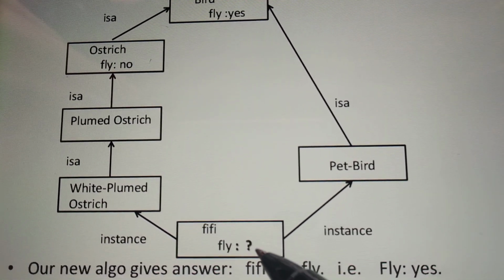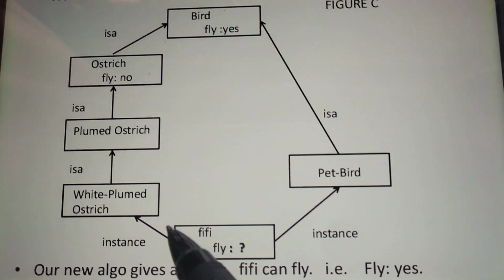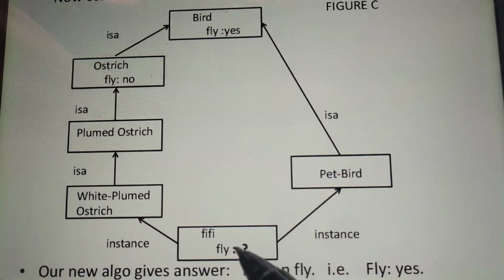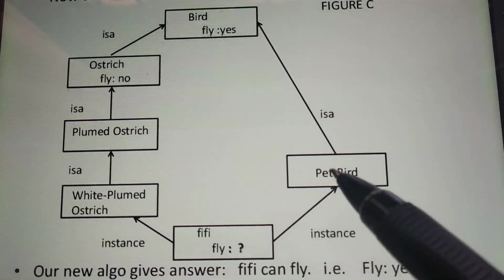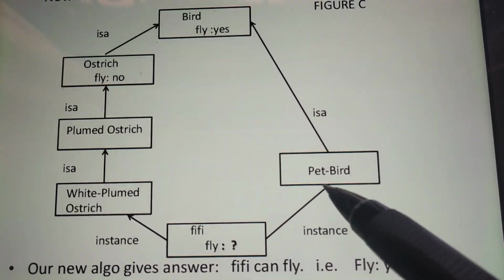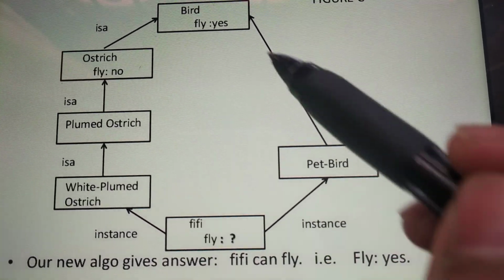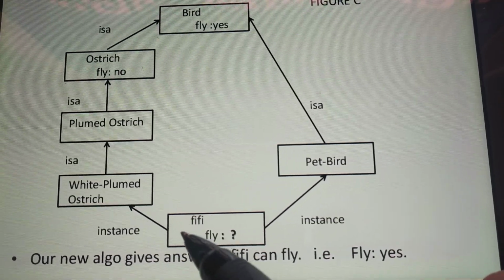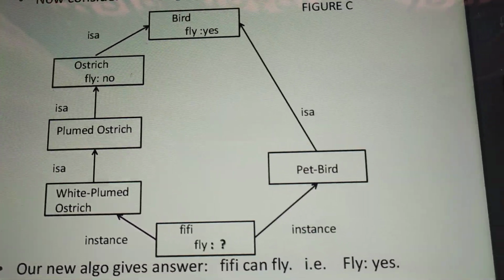Correct. With our earlier algorithm it was giving the answer as yes, but when you consider this link here, the inferential distance between Fifi and pet bird need not be considered because the answer is not there, so the answer is only here. So the inferential distance algorithm over here gives the answer as no.